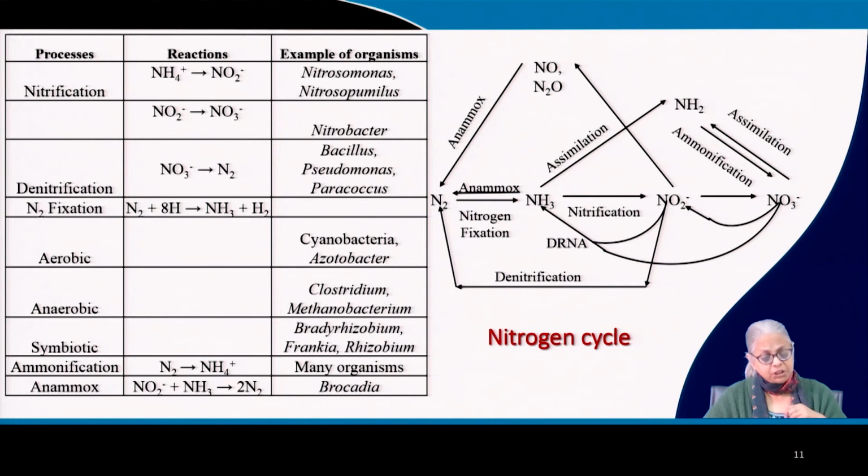Then we have ammonification, where organic nitrogen is converted to ammonia. Many bacterial species are capable of doing that, and in fact I think we are also capable of doing that. Anammox, where you have nitrite and ammonia converting to inert nitrogen gas. This is a very specific reaction that is mediated by Brocadia.